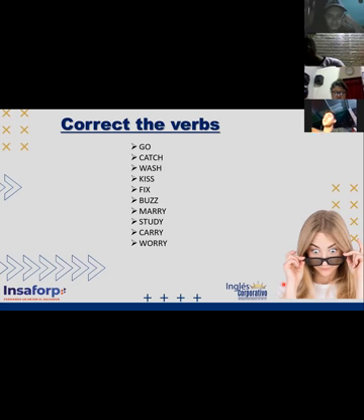Teacher, bus, it would be buses. Like that. That is buzz, right? Yes, exactly.